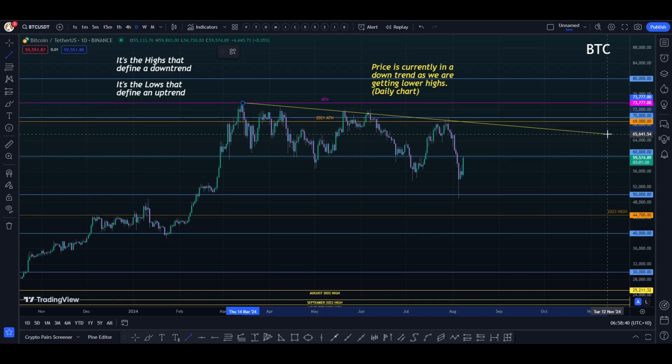Now, resistance, what causes resistance? Selling. What color is selling? Red. So let's make the resistance lines red. I'll make this one quite bold because it's a daily resistance level. And we'll lock that in place for now.